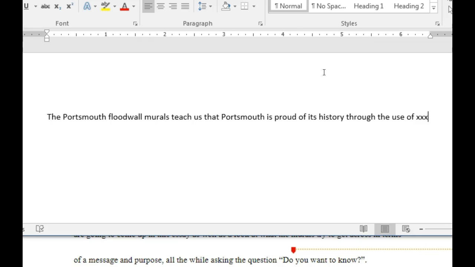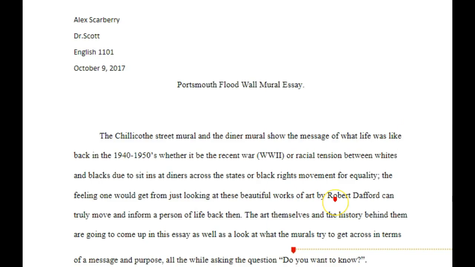Whatever you're going for, there has to be some kind of discussion of the reasons, like the why, how they try to get that idea across. I think I called that the roadmap. The thesis needs a claim, something like this: the murals effectively teach us that Portsmouth is proud of its history. We can debate that. Some might say, I don't think it does that great a job of it. But then it needs this part here, and that's what the thesis statement is missing at this point. So there needs to be a clear claim and clear reasons supporting that claim.